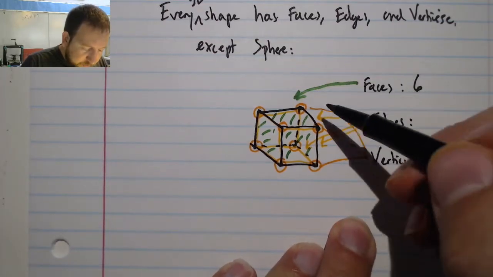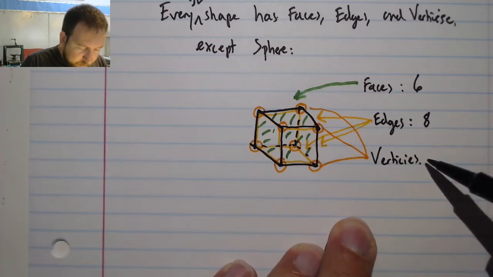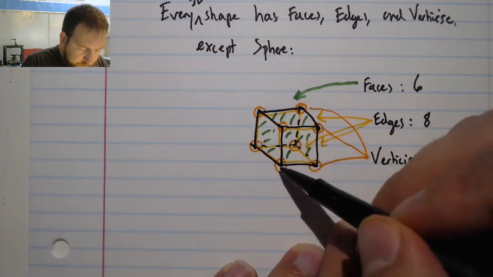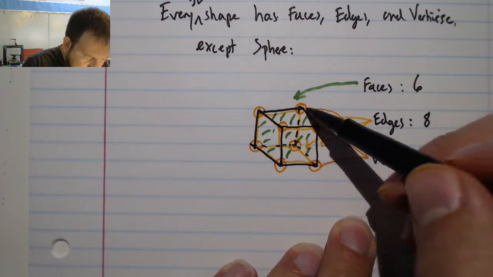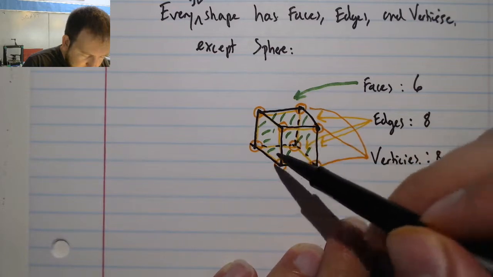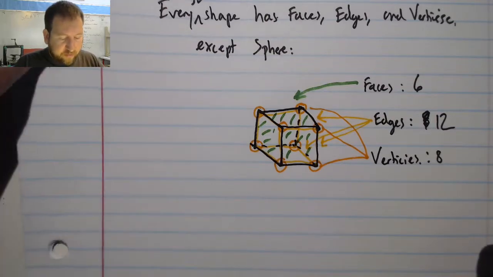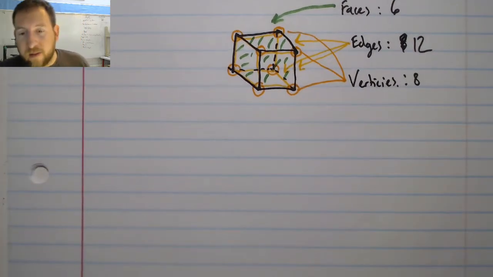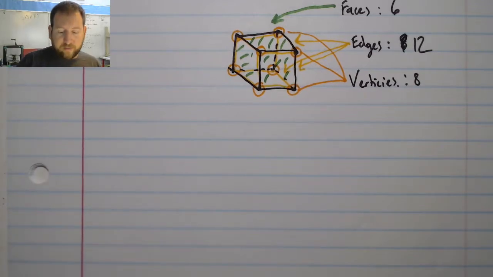Our edges, how many edges do we have? 4, we had 8. And our vertices, we had 1, 2, 3, 4, 5, 6, 7, 8. I don't think we had 8 edges. How many edges do we have? 1, 2, 3, 4, 5, 6, 7, 8, 9, 10, 11, 12. We had 12 edges. And that's what we're going to be using to sort and kind of build these different shapes that we're looking at. And we're going to be able to use some of this information to quantify and classify them.